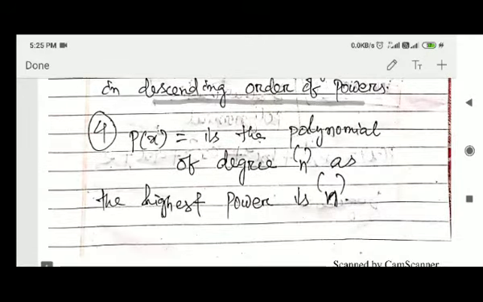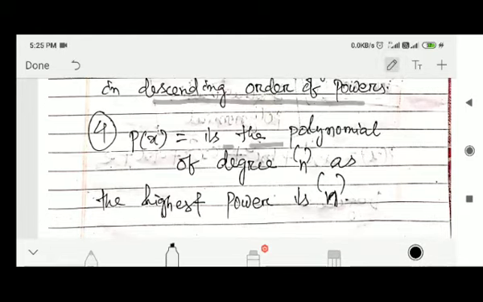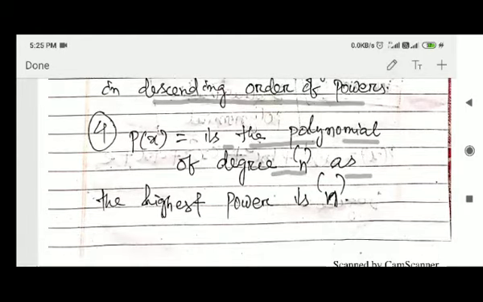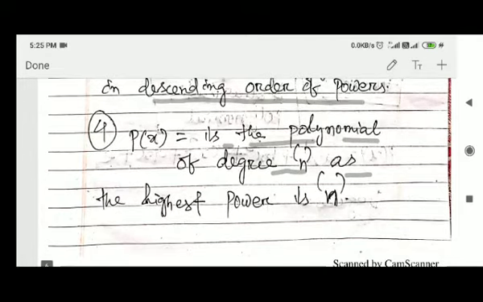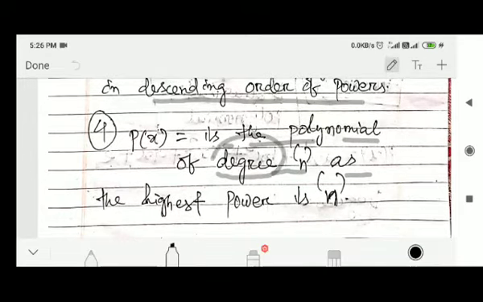Then p(x) is the polynomial of degree n. So what is degree? You have learned in 8th class, my friends. The degree of a polynomial is nothing but the highest power of x. So here the highest power of x is n. In this polynomial, the highest power of x is n. So degree of polynomial is n, as the highest power is n.